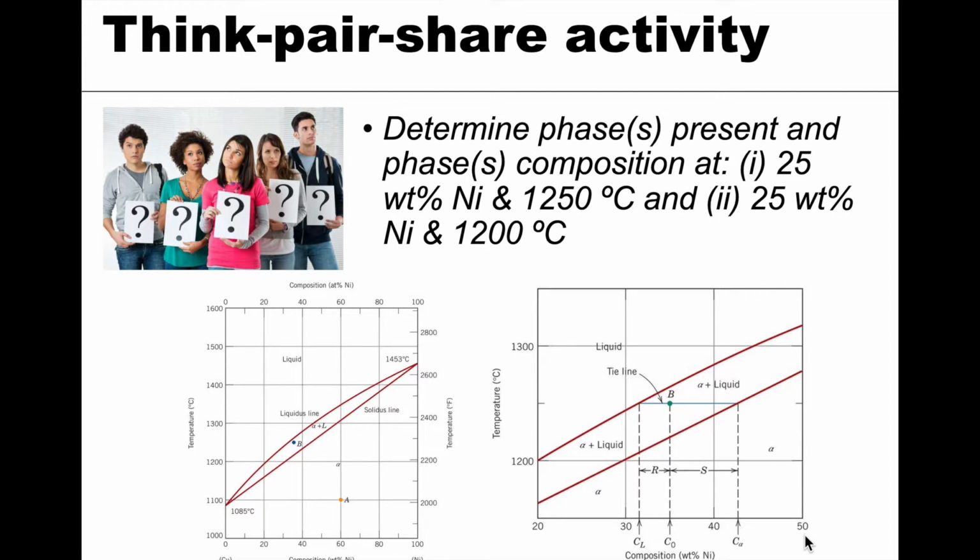What I want you to do is work this with the same nickel copper phase diagram, the isomorphous system, and determine the phase or phases present and the phase or phases composition at two points. The first one is 25 weight percent nickel and a temperature of 1250. And then the same composition, 25 weight percent nickel, but 1200 degrees Celsius. Do that, and after you finish the quiz question, come back and we will work this one together.